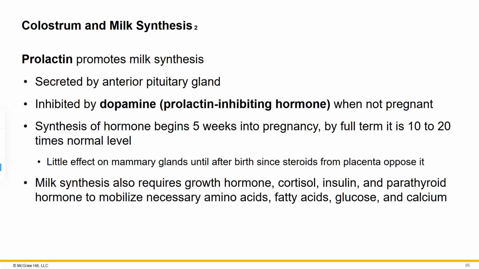Prolactin promotes milk synthesis. It's secreted by the anterior pituitary gland, and when not pregnant, it's inhibited by dopamine, prolactin inhibiting hormone. Synthesis of the hormone begins 5 weeks into pregnancy. By full term, it's about 10 to 20 times the normal level. Milk synthesis also requires a bunch of other hormones, and those are necessary to mobilize all of the nutrients that go into the milk.